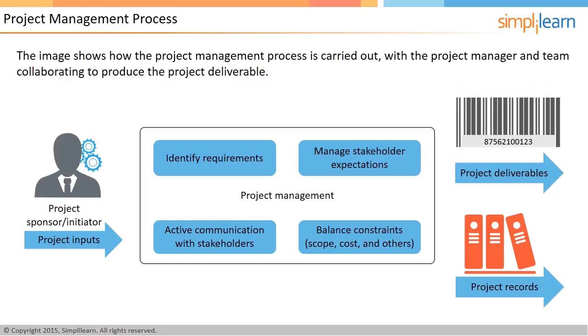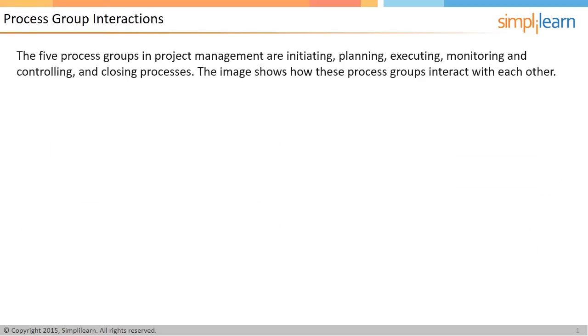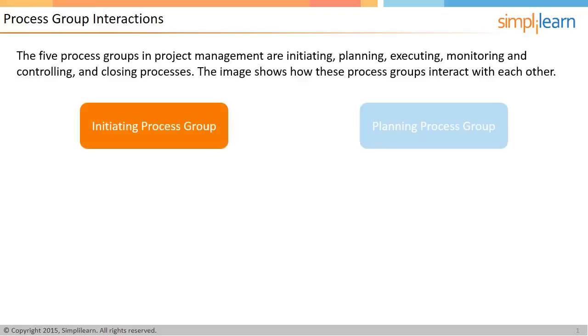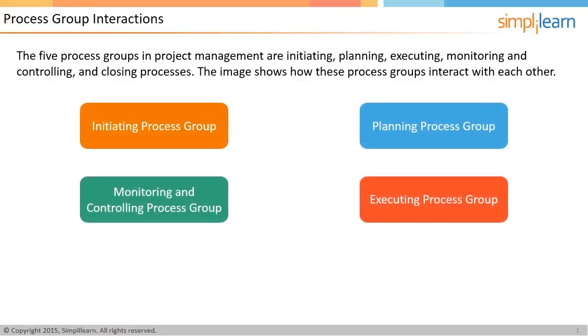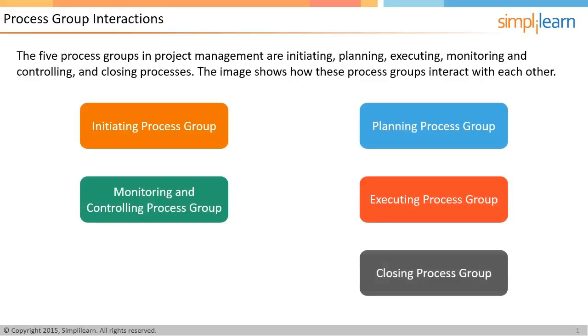There are 5 major process groups in project management. In the next screen, we will discuss how these process groups are related to each other. The 5 process groups in project management are initiating, planning, executing, monitoring and controlling, and closing processes. The image shows how these process groups interact with each other.